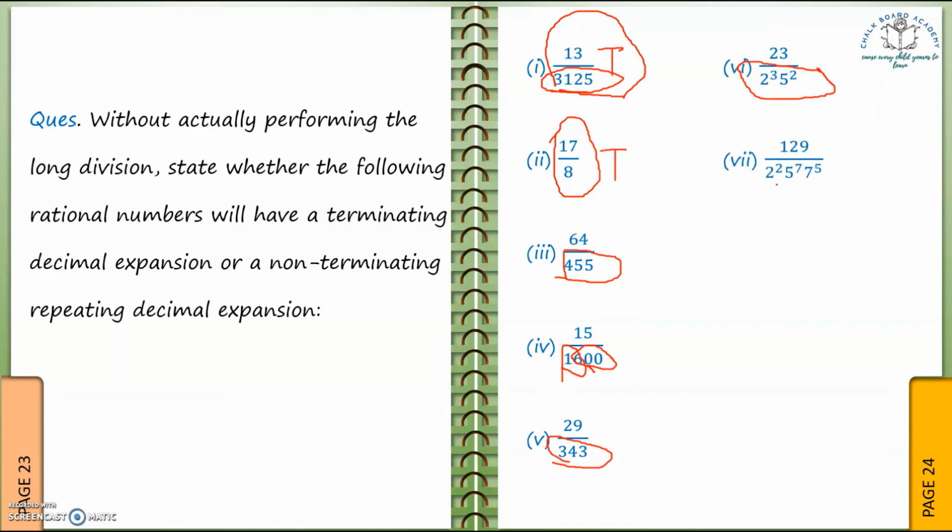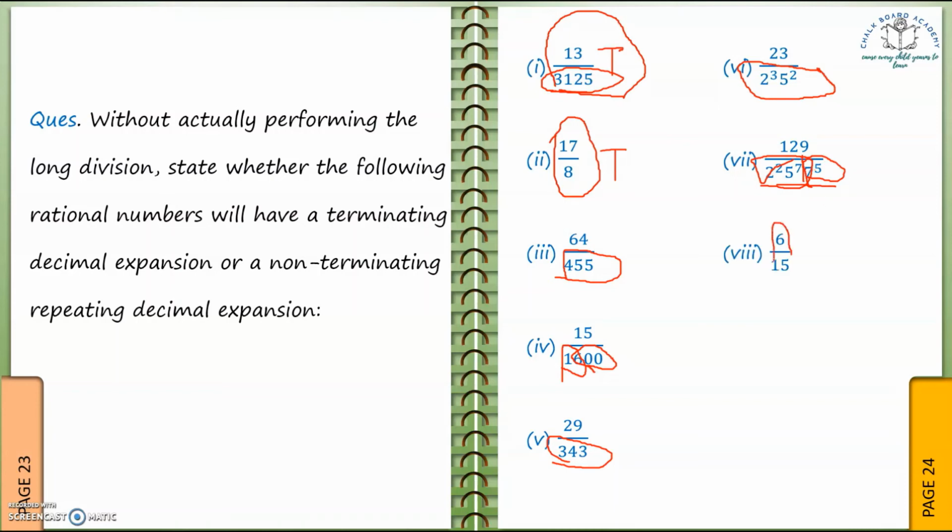Now in this 7th part, we see 129 divided by 2 raised to the power 2, 5 raised to the power 7, 7 raised to the power 5. Till 5 raised to the power 7, it is okay, because whatever number we have, we can produce zeros for them. So if we didn't have this 7 raised to the power 5, this would have been terminating. Now because it has 7 raised to the power 5 in the denominator, this is non-terminating.